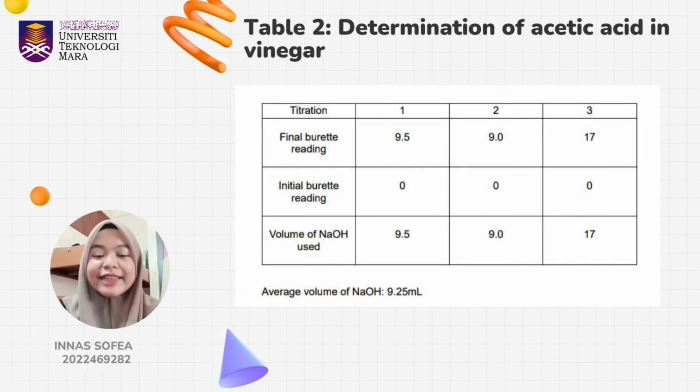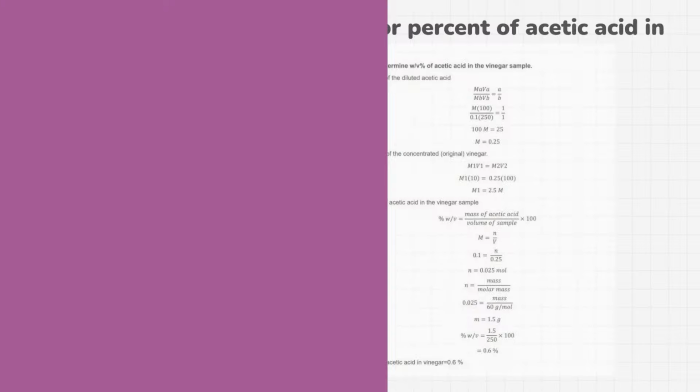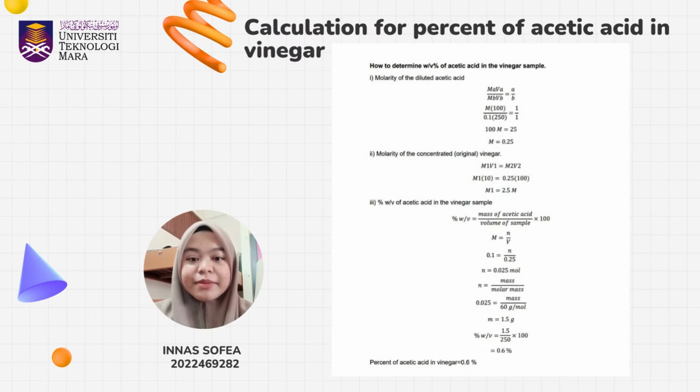Next, the data of table 2 shows the values of titration in order to determine acetic acid in vinegar. In this titration, we use 10 ml of vinegar in each titration. After analyzing the result obtained, the average amount of sodium hydroxide that we use is 9.25 ml. Next is the calculation to determine the percent of acetic acid in vinegar. The total acetic acid in vinegar is 0.6%.